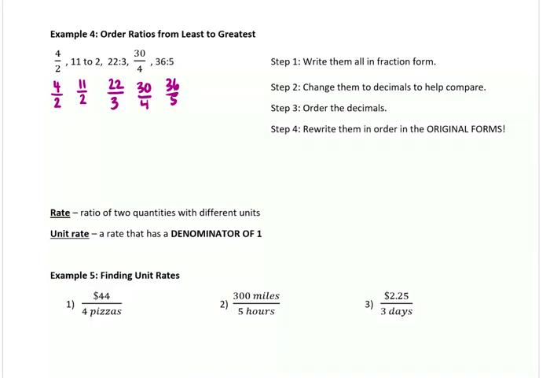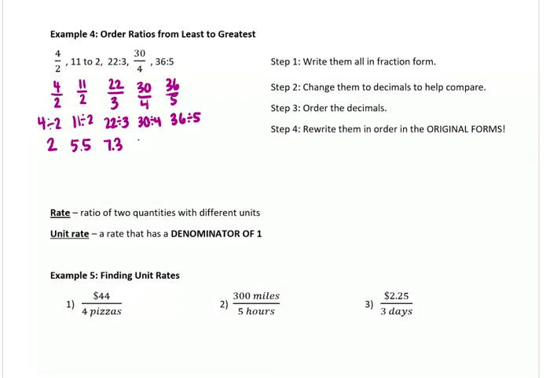So to do that, we're going to take the numerator and divide it by each denominator. So 4 divided by 2, 11 divided by 2, 22 divided by 3, 30 divided by 4, and 36 divided by 5. And you would totally be using a calculator at this point. So for our numbers, we would get 2, we would get 5.5 for the next one. This one ends up being a crazy decimal, so we can just leave it as 7.3.